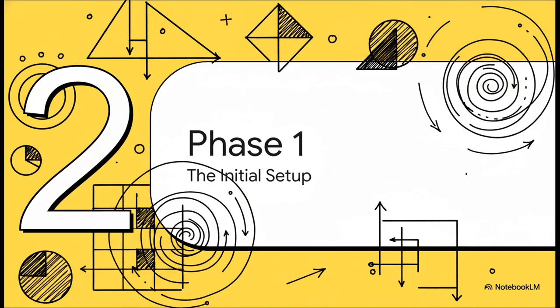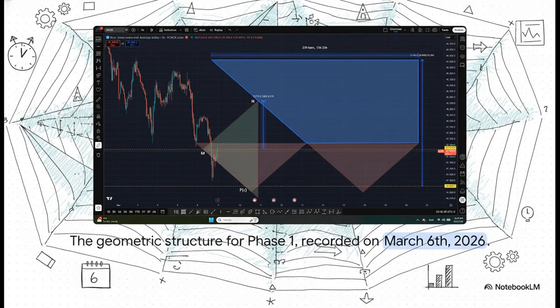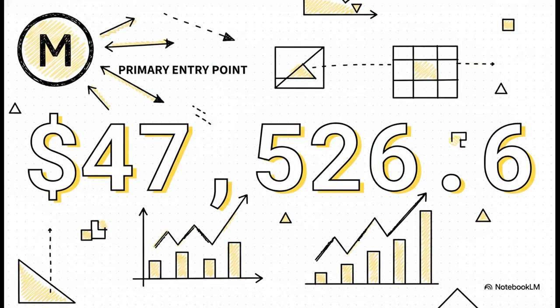This is where the entire initial geometric structure for the cycle was laid out. You could call it the blueprint. And here it is. This is the chart from back on March 6th, 2026. What you're seeing is the complete geometric structure that the model defined at the very start of phase 1. Everything that happens next is measured against this initial setup.